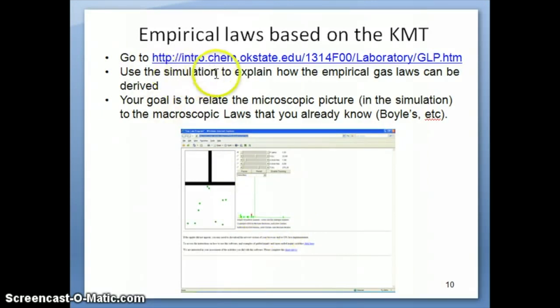The goal here is to use the simulation to explain how we get the empirical gas laws. Why is pressure and volume inversely related and so on. So we want to relate what's going on microscopically in the simulation to the macroscopic laws that we already know.